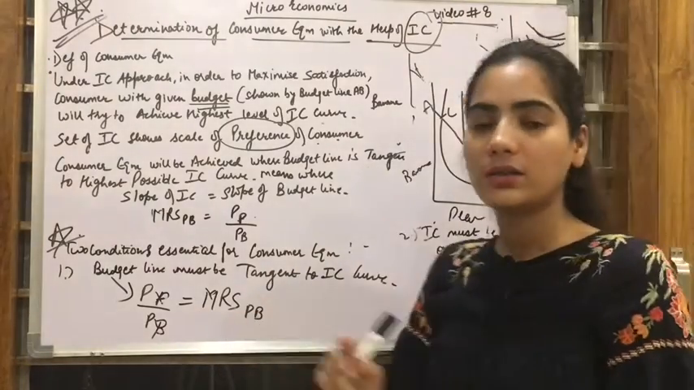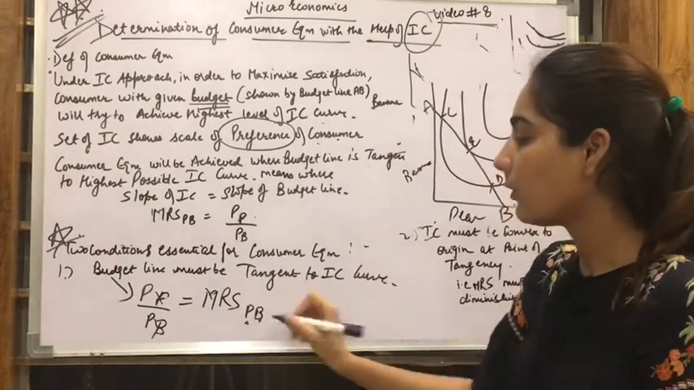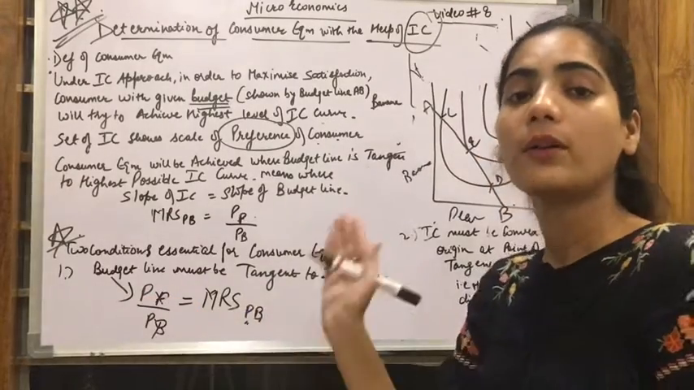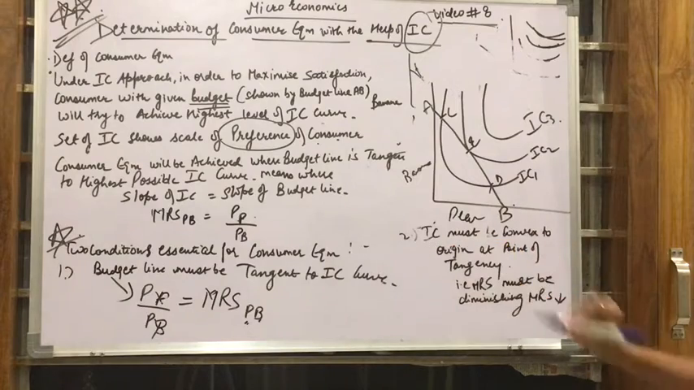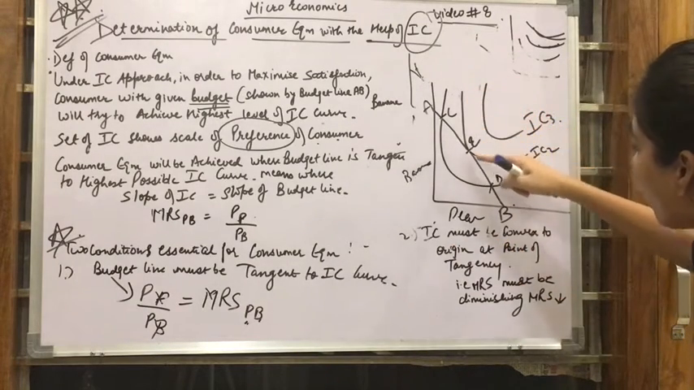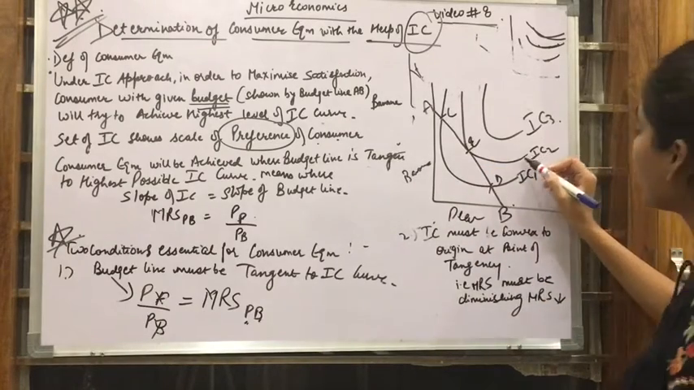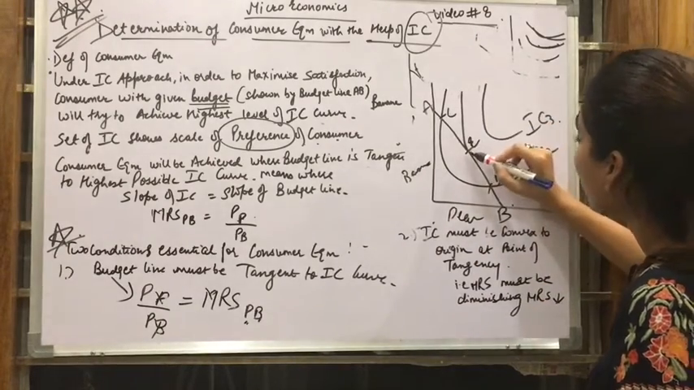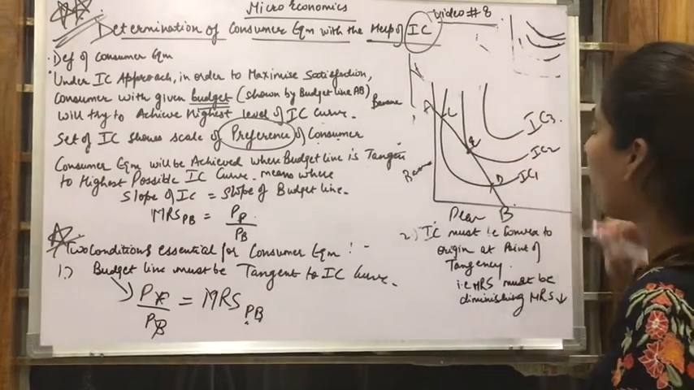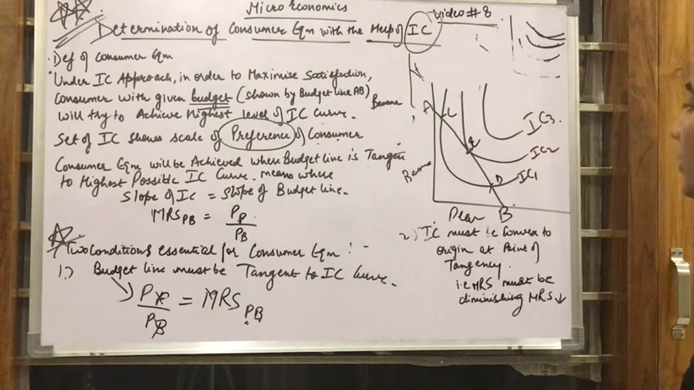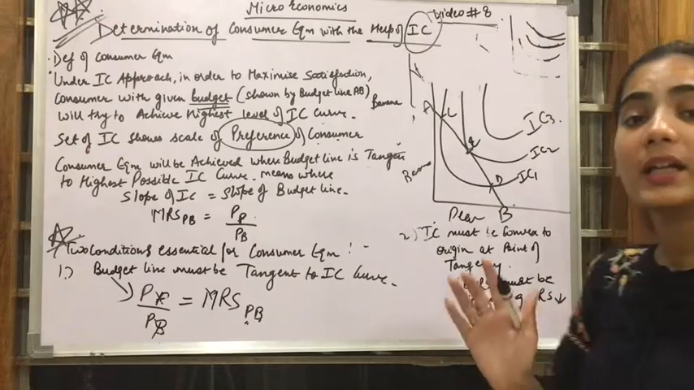That means marginal rate of substitution of banana for pear should be equal to price of pear upon price of banana. And second condition is that IC must be convex to the origin at the point of tangency. That means IC, which is convex, should be tangent to the budget line at the point of tangency. That is, the marginal rate of substitution must be diminishing.